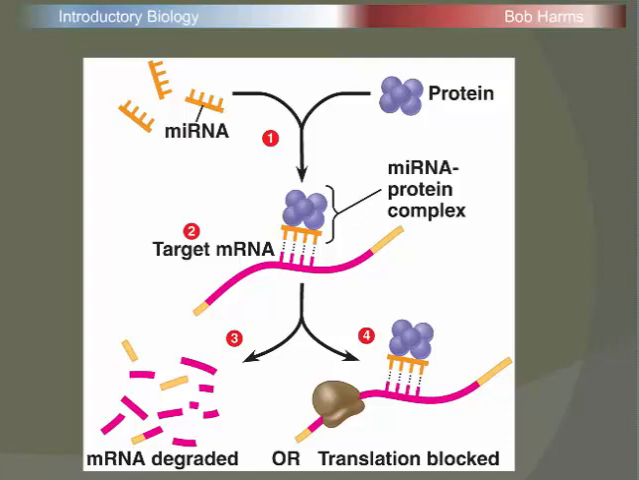Certain proteins plus microRNA will result in chopping up or degrading the messenger RNA. Others will result in that microRNA sticking to that messenger RNA, which is physically going to then block the ribosome from translating that RNA into protein. Either way, the end result is the same. These microRNAs are going to suppress or turn off genes.